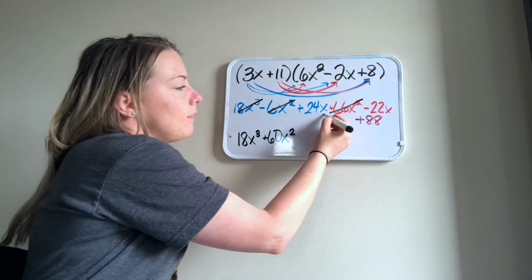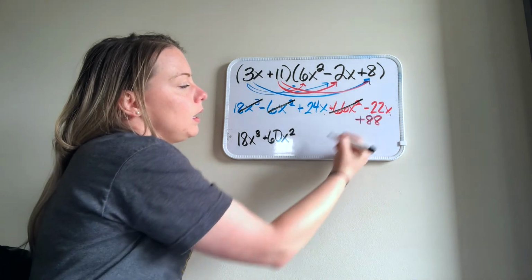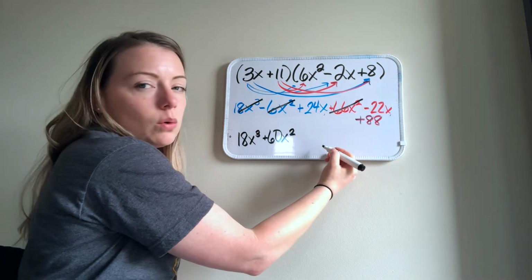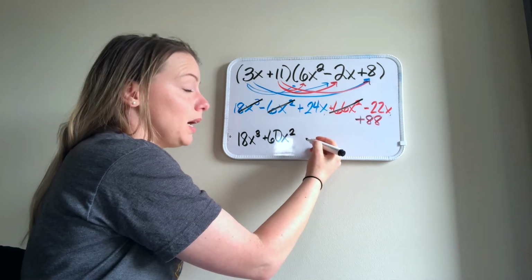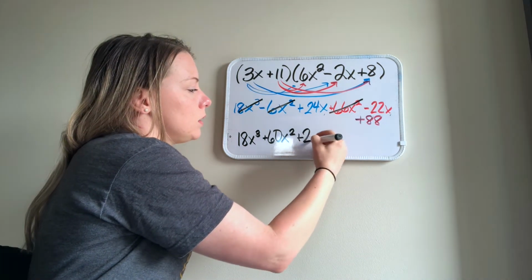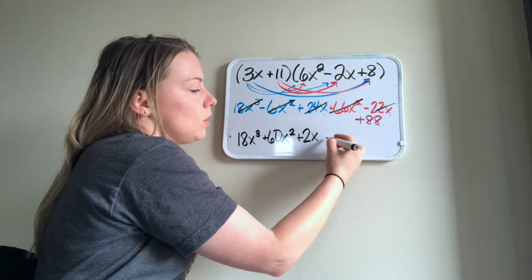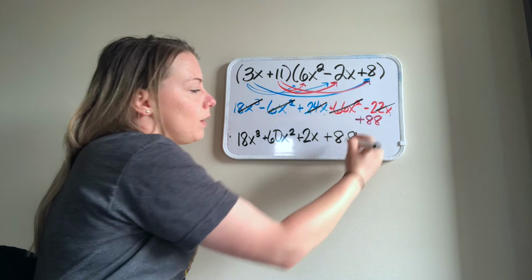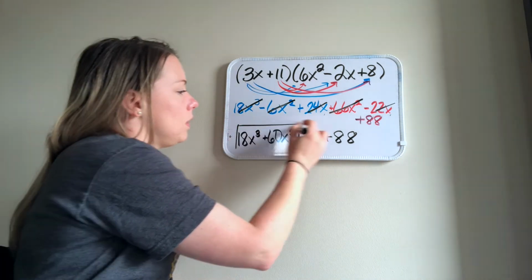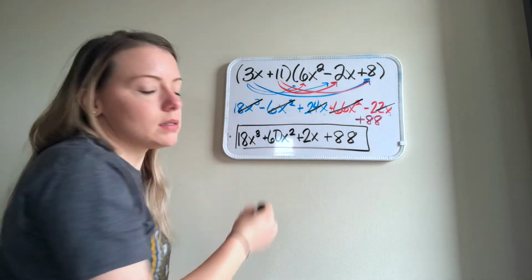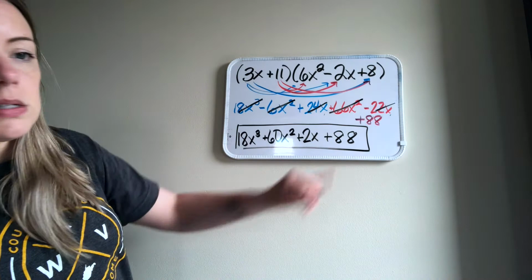All right, now I have x and x, so look at those terms. I have positive 24, and then I have negative 22, or 24 minus 22, which is positive 2. Cross those out, and then last, this is the only constant I have, so I have plus 88. All right. And this would be my answer because it's already in standard form as these degrees are descending.